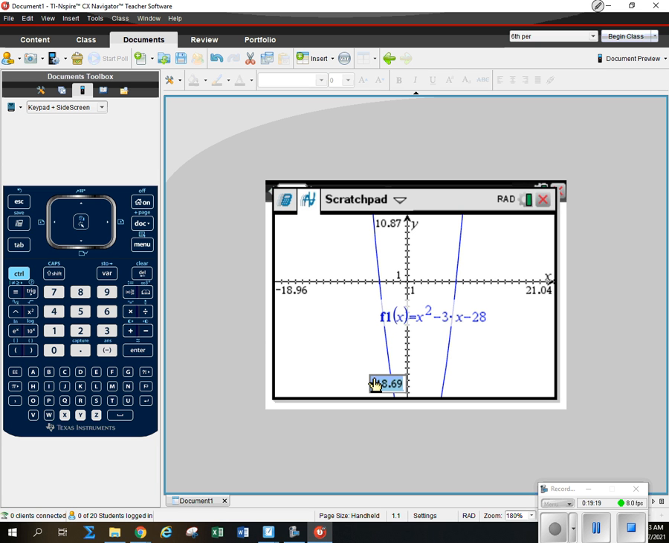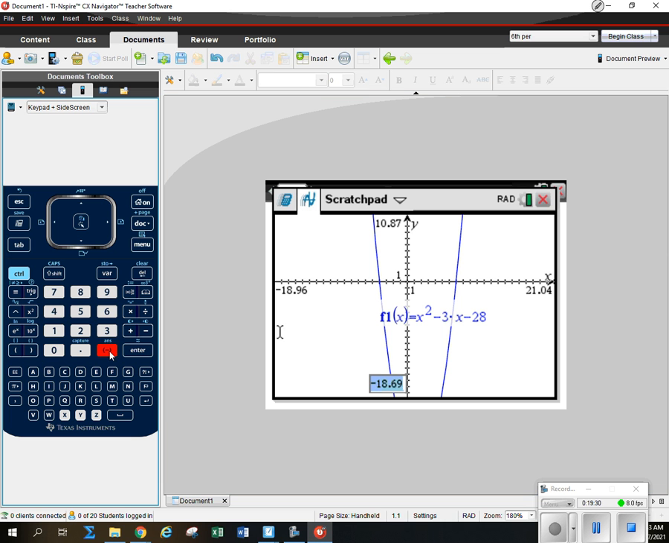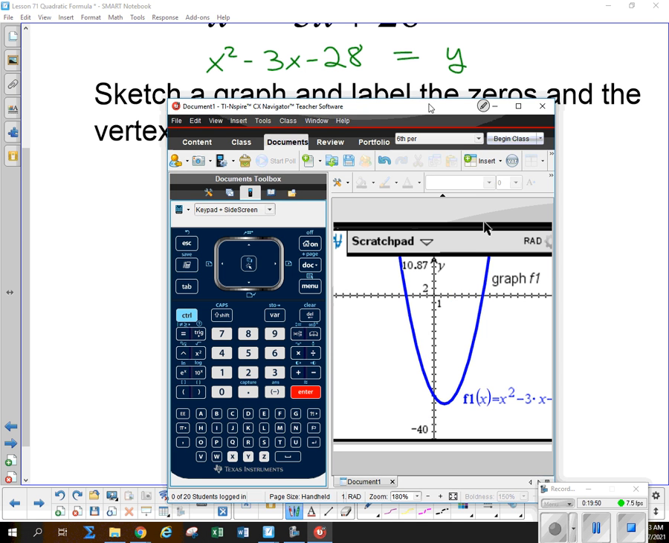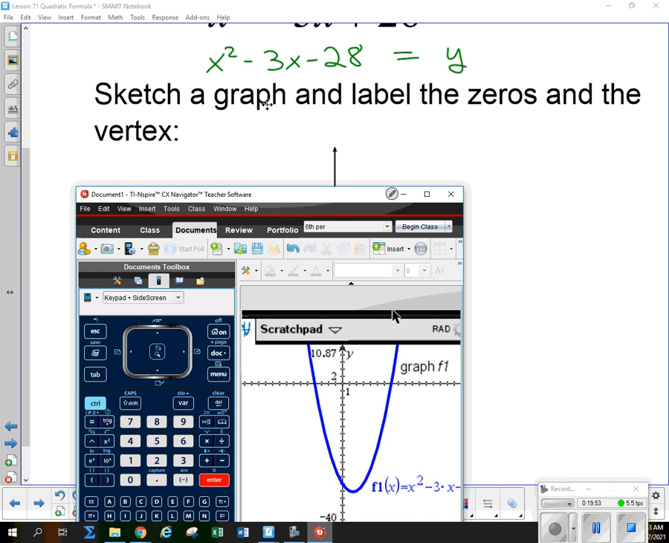I need to be lower than negative 18 to get to my vertex, so I'm not sure exactly what I want to pick. Maybe I'll just try negative 40 and see what happens. So I'm going to use the negative sign this time, and 40, and then enter. Now I can see my vertex on my calculator screen, and I can see both of my x-intercepts. Everybody okay with that? I needed to have that because this says sketch a graph, label the zeros and the vertex. So I need to get my screen so I can see all three of those things.